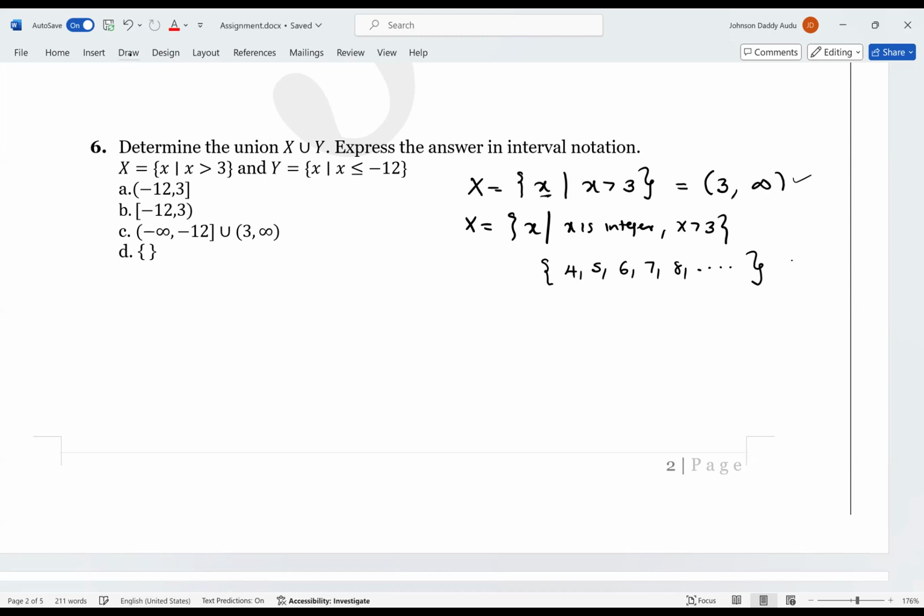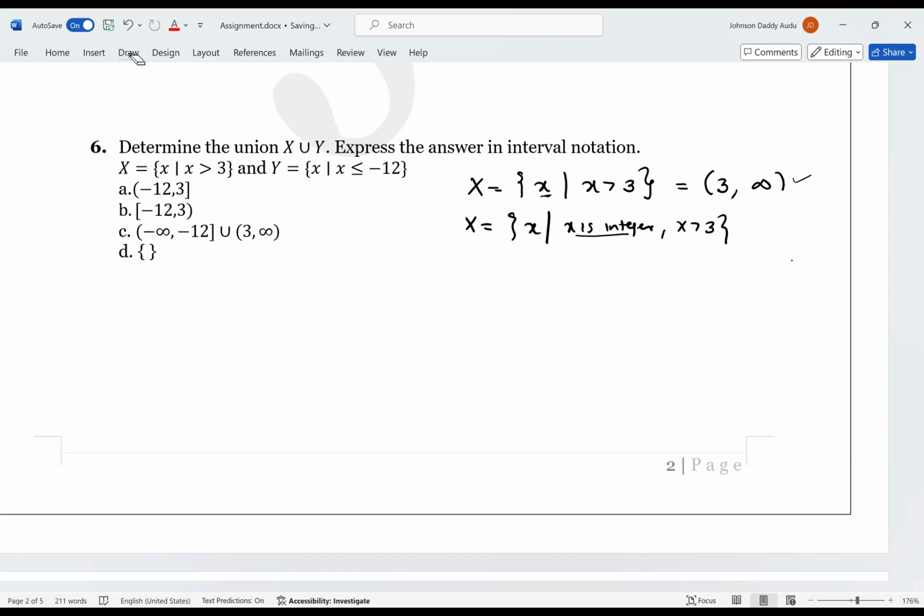This means from 3 to infinity. But if X is given as an integer or X is given as an odd number, it means your elements will be discrete. It's still going to be an infinite set in this case because you are going to 3, greater than 3, but it's not going to be an interval. And I told you the difference between interval and set. Look at the bracket I'm using here. I'm using this curly bracket. All right, this is just an additional explanation. Now, it's not required here for this question.